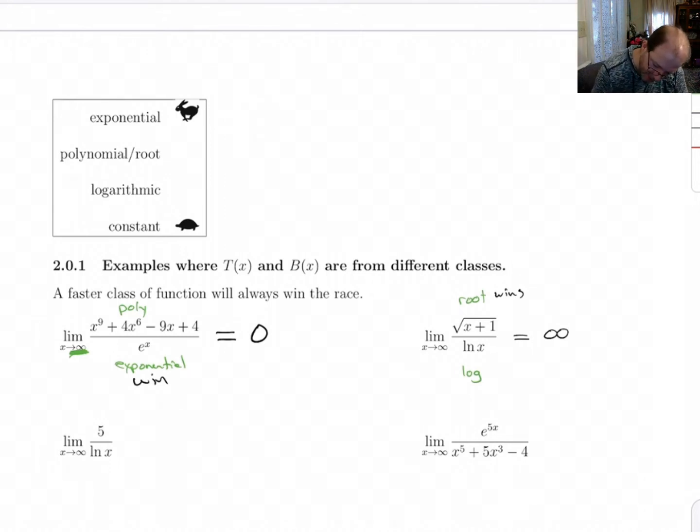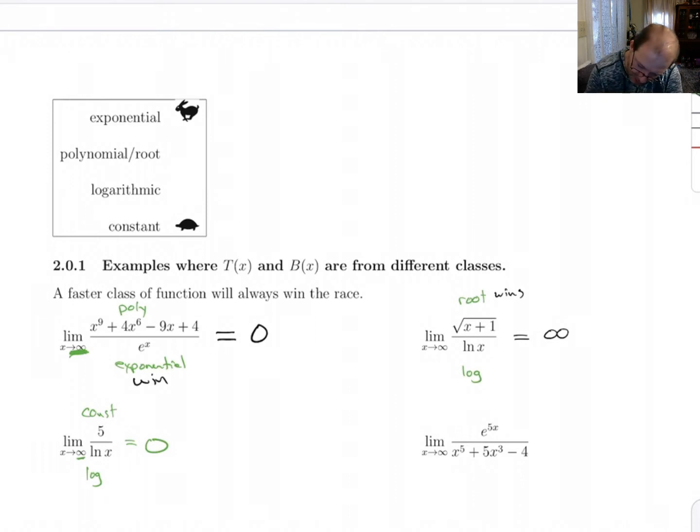Okay, this next one down here, this one's not an indeterminate form, but we can still use this idea. What you've got is a constant on top. And really, the constant, unlike the others, is not trying to make it go to infinity. It's just there. It's just a constant. But the bottom is a log, and since it grows faster than the constant as x goes to infinity, the bottom is going to win, and this is going to be 0, because the bottom grows large.